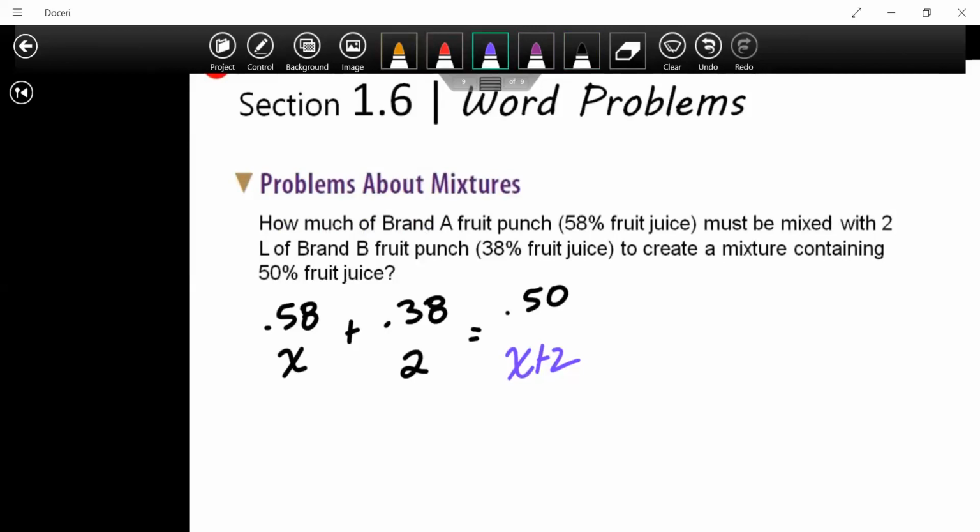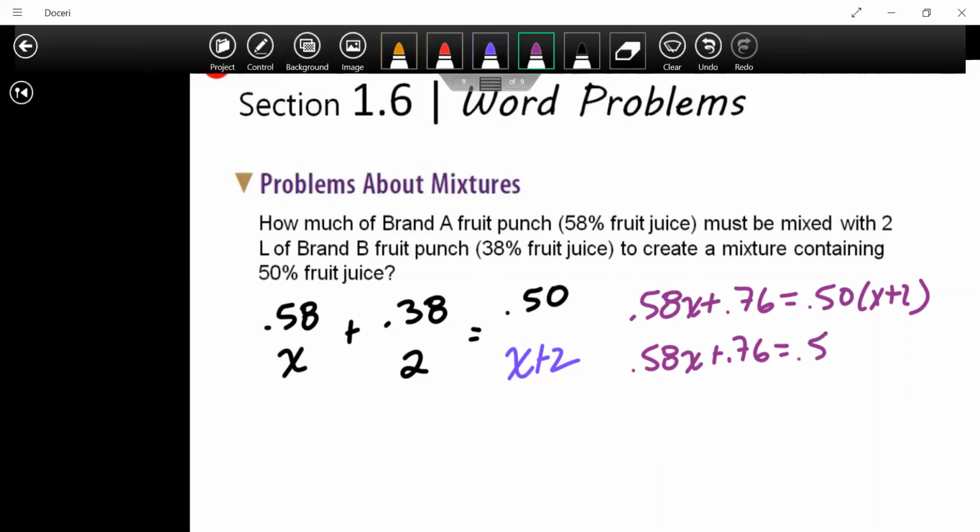Okay. Solving this out and showing all my work, I'm going to do this in one fell swoop. 0.58x plus, what is that, 0.46 or no? 70. What is it? 76. I'm just kidding. Just making sure you guys are paying attention. 0.50 times x plus 2. We should get 0.58x plus 0.76 is equal to 0.50x plus 1.